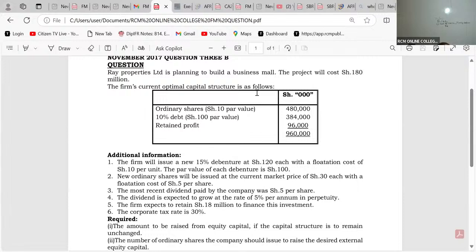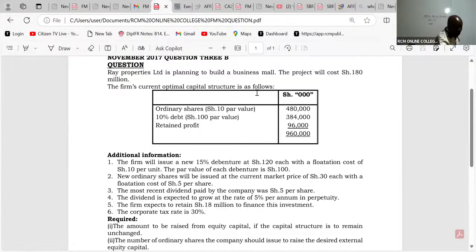So the first thing that a good student should be able to do is to give us the optimal capital structure weights. So we have here optimal capital structure weights, like that. We have two of them. We have equity and then we have debt.